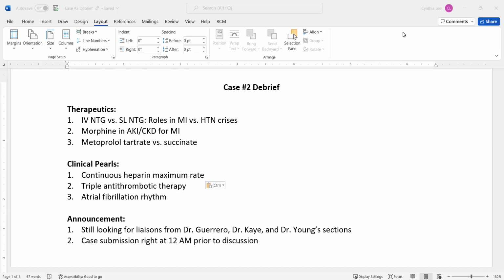And then there are also questions about triple antithrombotic therapy. Sometimes for patients who are at high risk for both bleeding and clotting, or who have cardiovascular disease or atherosclerosis risk, it can be a gray area in terms of having them on triple antithrombotic therapy, right?